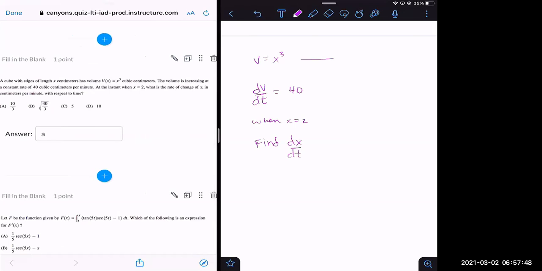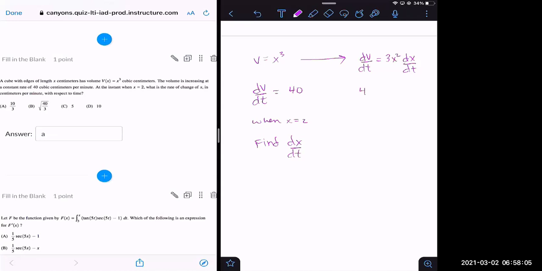So all we're going to do is take the derivative of the volume equation. So the derivative of volume, that side just becomes dV/dt. The derivative of x cubed would be 3x squared. We just have to remember to attach the dx/dt. And then we can just plug stuff in.